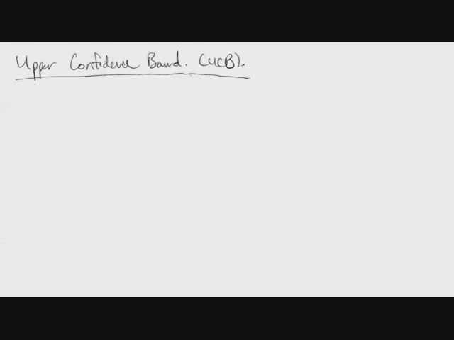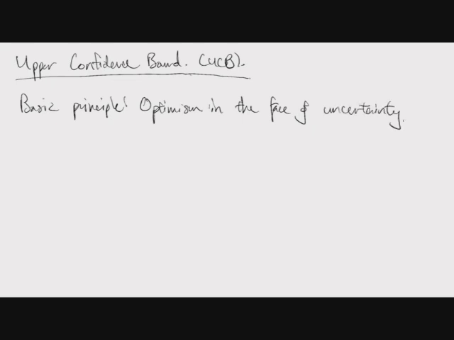Let's now talk about the upper confidence bound algorithm. The basic principle which motivates this algorithm is that of optimism in the face of uncertainty. And this means that whenever you have to make a decision, you make it under the assumption that the environment is as nice as is plausibly possible.